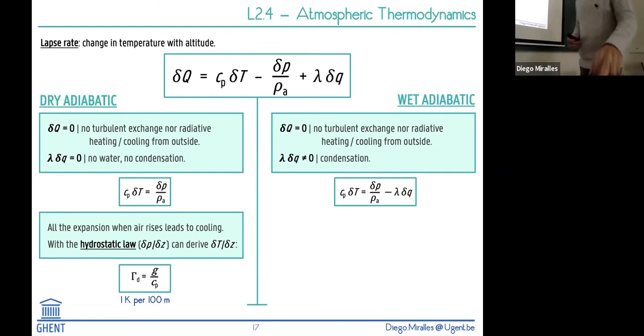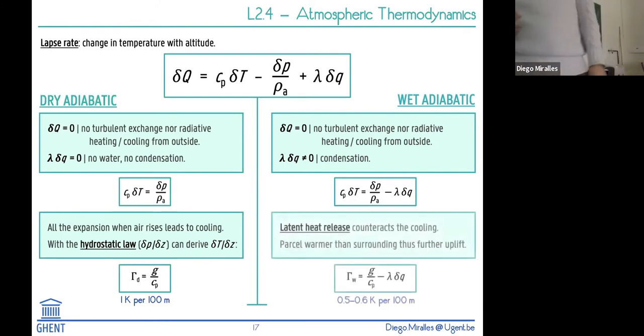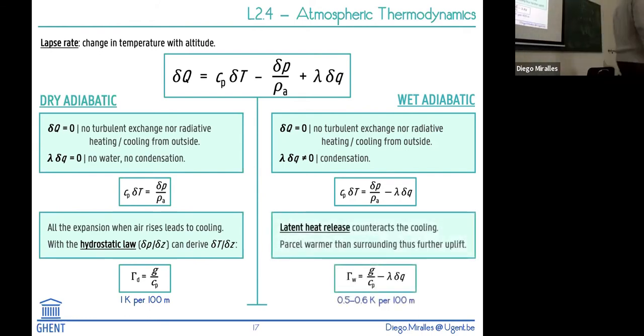So what happens there is that the equation is a little uglier. It just looks like this. It's the same, but you have an extra term in there. And now we call it the wet adiabatic lapse rate. So one is the dry adiabatic lapse rate, and the other one is the wet adiabatic lapse rate. And that is a little lower. It's between 0.5 or 0.6 Kelvin per 100 meters.